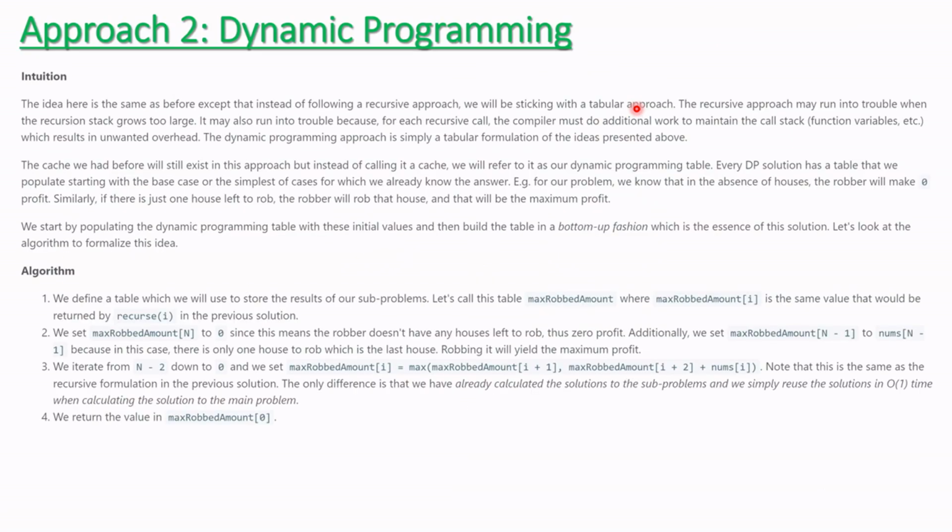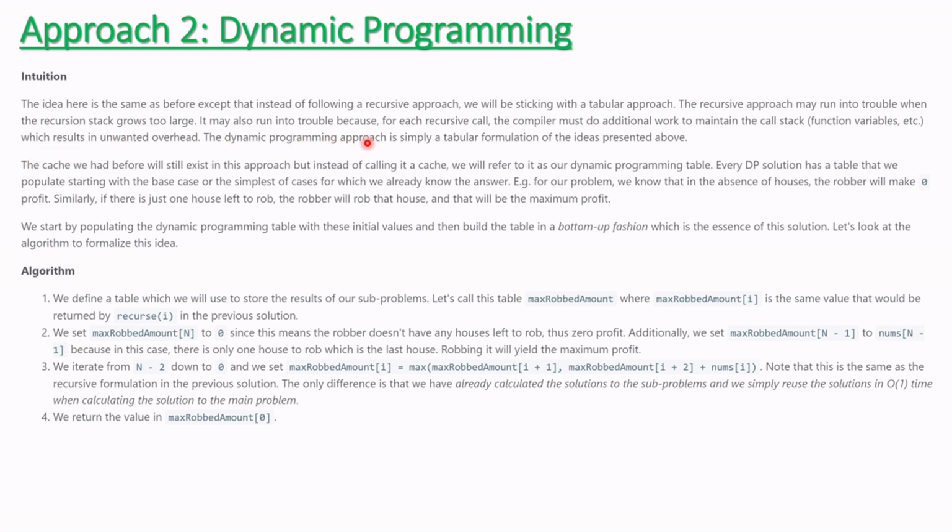Now coming to dynamic programming. The idea here is the same as before, but instead of following a recursive approach, we will stick with a tabular approach. The recursive approach may run into trouble when the recursion stack grows too large. It may also run into trouble because for every recursive call, the compiler must do additional work to maintain the call stack variables, which results in unwanted overhead.